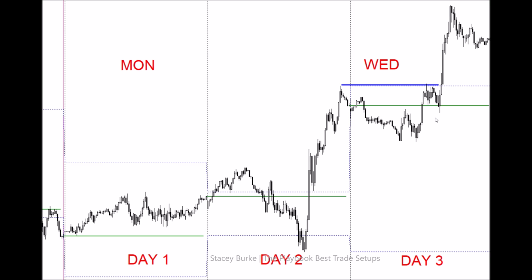And it will boil down to one of 2 setups: a dump and pump setup, or a pump and dump setup. It can be a trend trade or a reversal trade. How does the market set up on day 3? So we have Monday, our opening range. Tuesday is our day 2. Friday's high projects across, and we have a breakout on day 2.